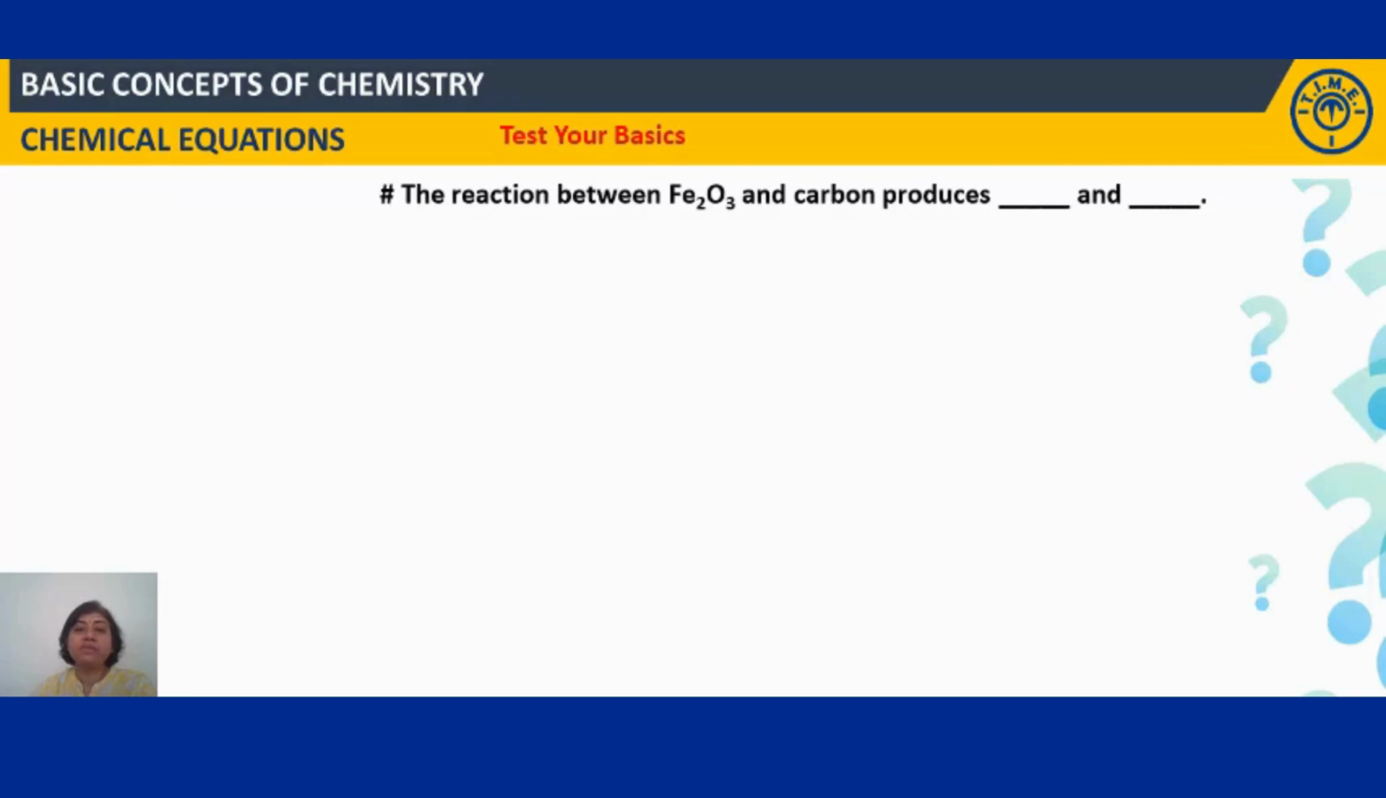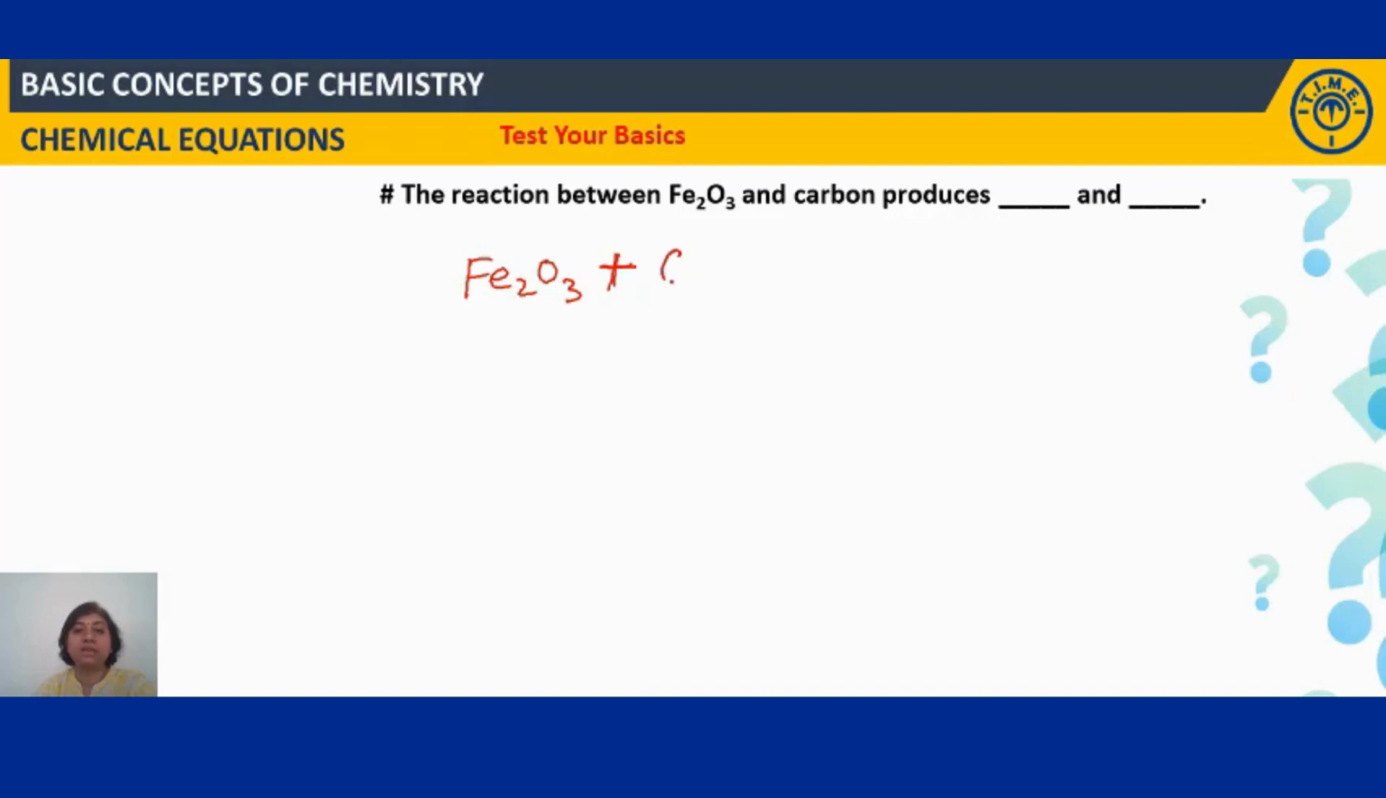The reaction between Fe2O3 and carbon produces. Okay, first what we will do, we will write the reaction. Fe2O3 plus, what is the name of Fe2O3? I think everybody knows about it. It is ferric oxide. Here why ferric? Because the valency of iron is 3 here, plus 3.